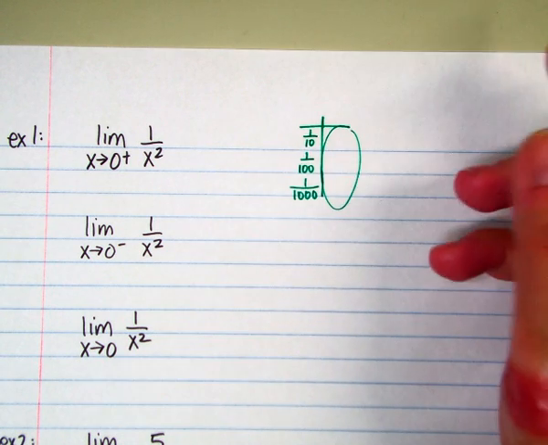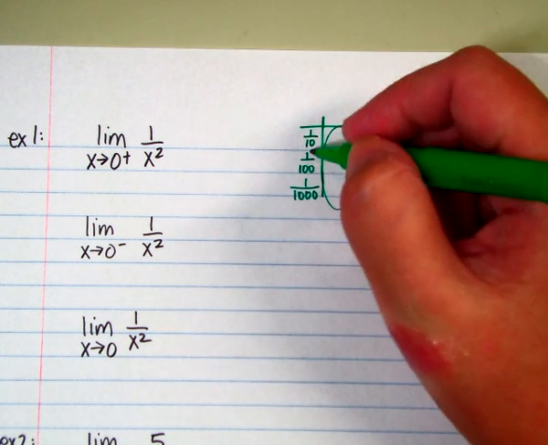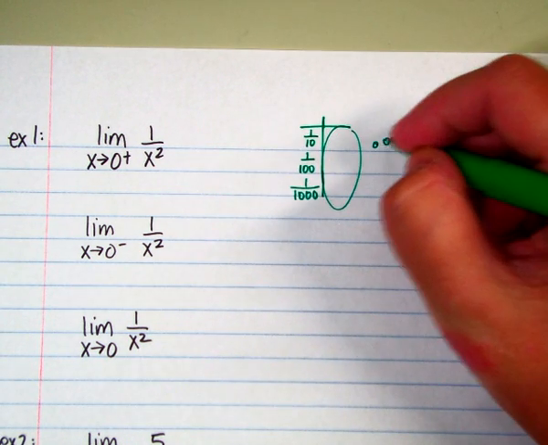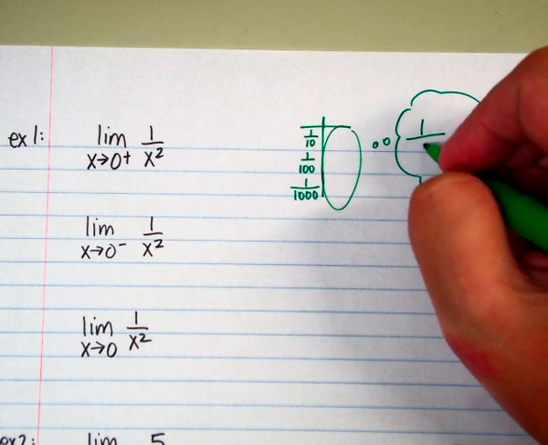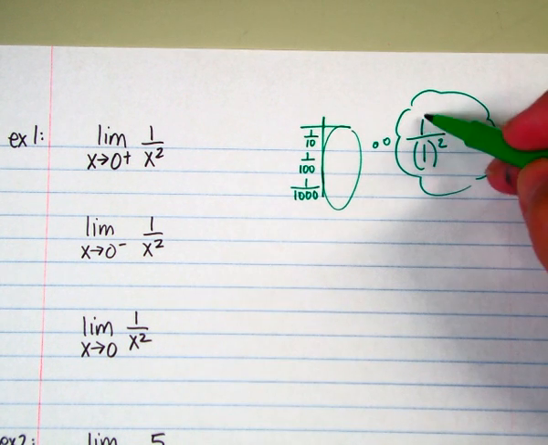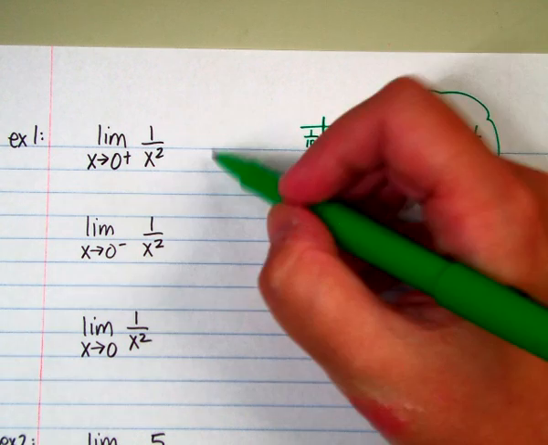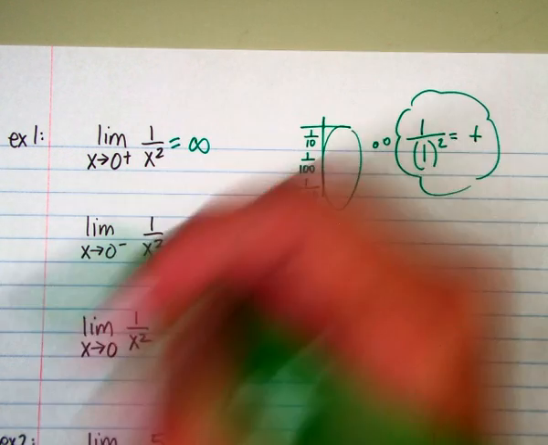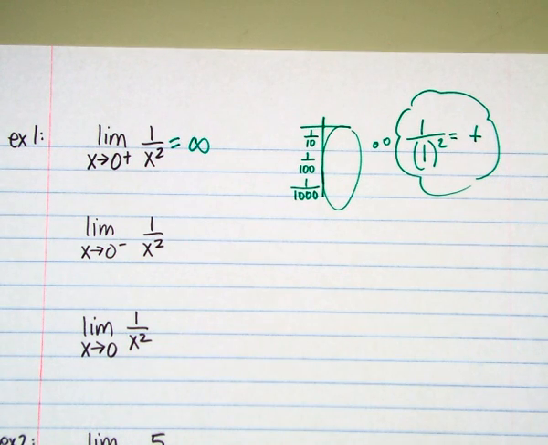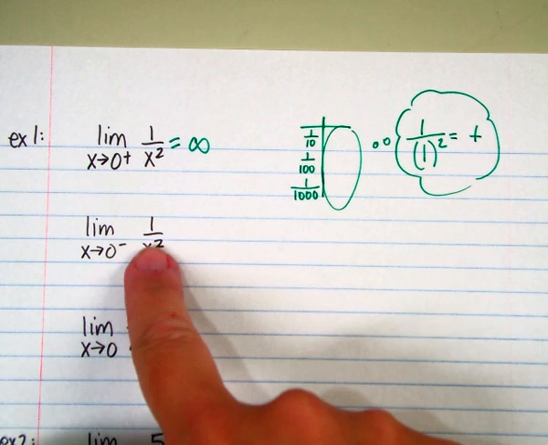So if I just pick the number 1, and I think in my head about 1 over 1 squared, because that's the function 1 over x squared, I get a positive answer. That tells me that this is going to be positive infinity. Okay? And then think about 1 over x squared here.